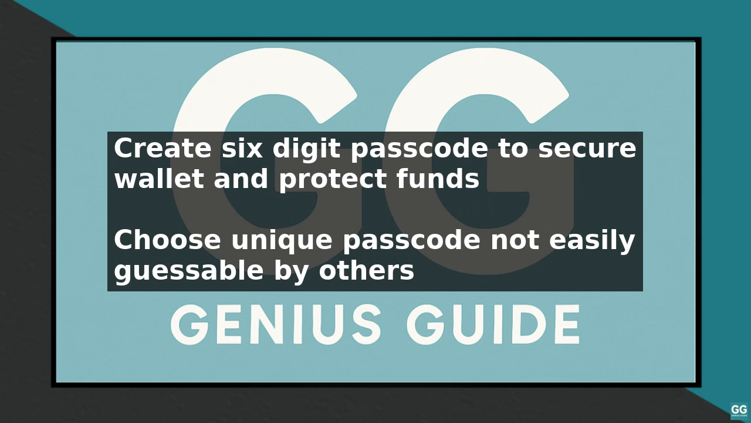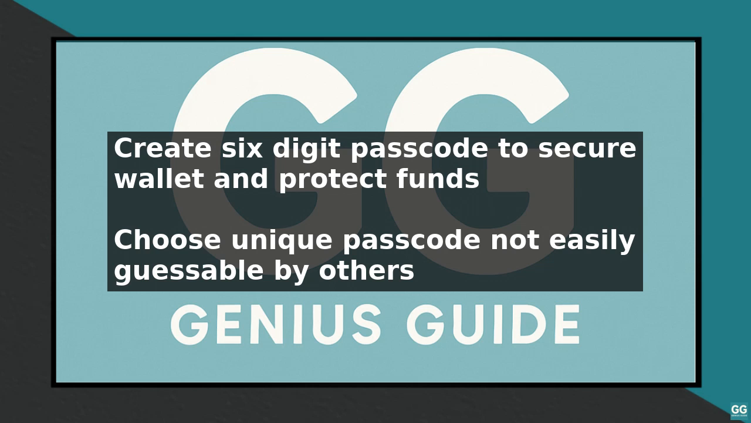After creating your passcode, you will be presented with a seed phrase. This seed phrase is a list of 12 words that will be used to restore your wallet in case you lose access to it. Make sure to write down the seed phrase and store it in a safe place, as it is the only way to restore your wallet if you forget your passcode or lose your device.